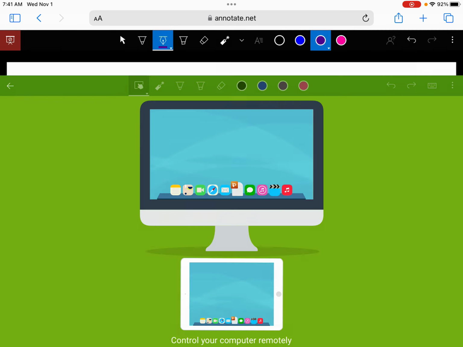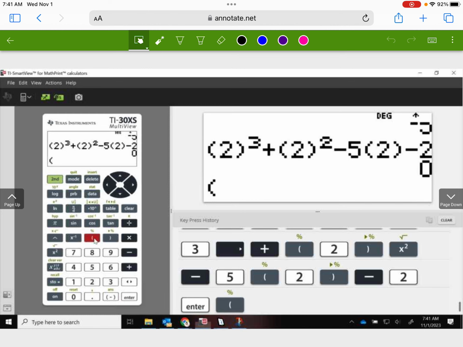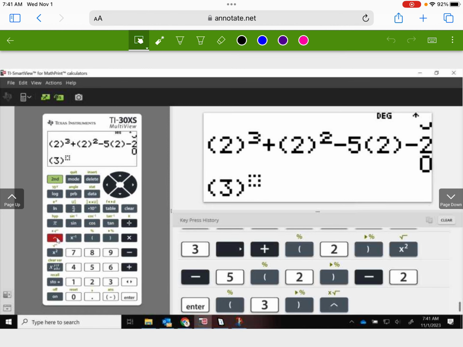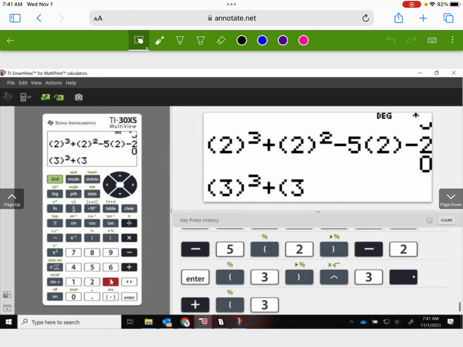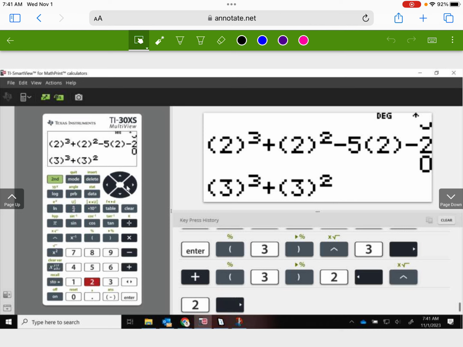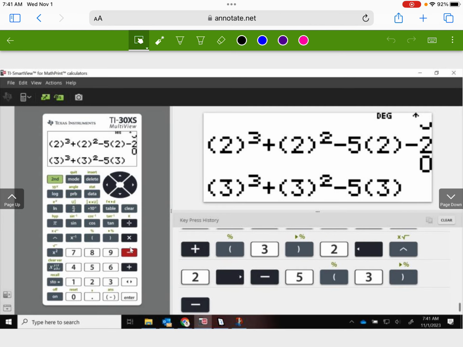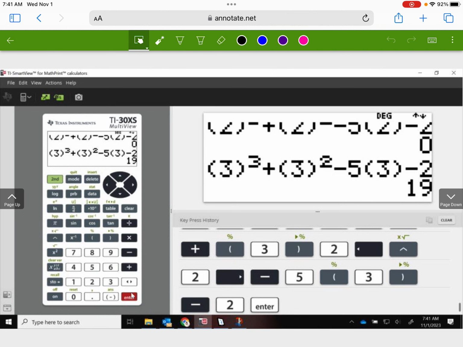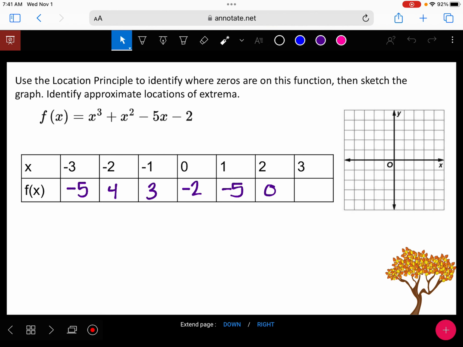And then one more before we start plotting some points. I have 3 to the 3rd plus 3 squared, that's not squared, minus 5 times 3 minus 2. And we have 19.